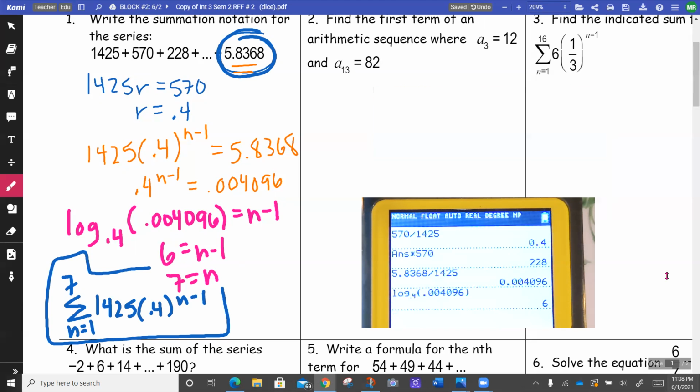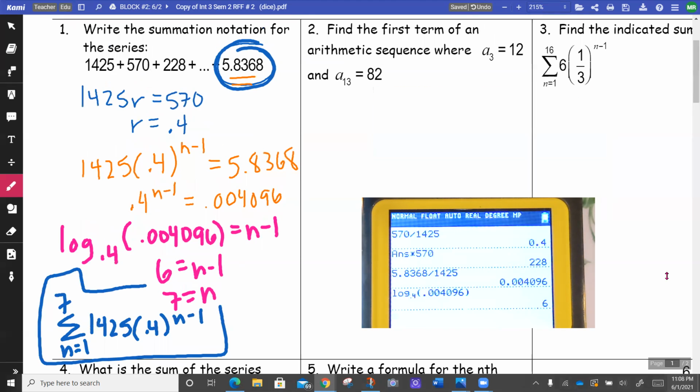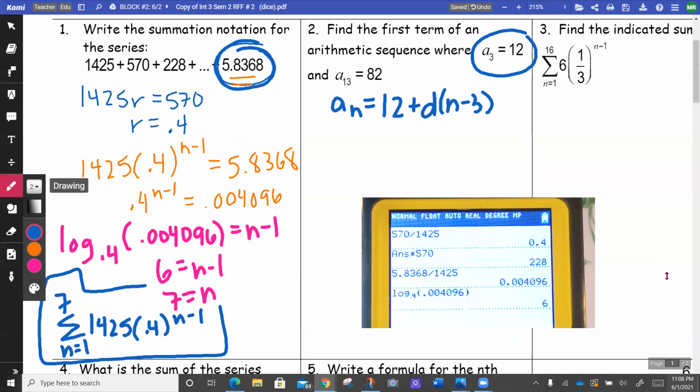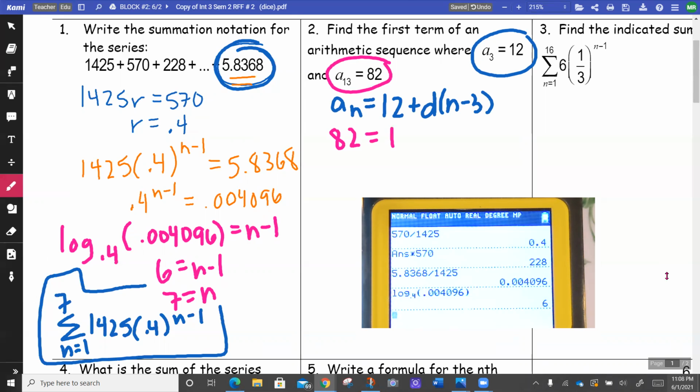Okay, on number 2, find the first term of an arithmetic sequence. So what I'm going to do is start with my 3rd term. So this is an arithmetic sequence, and I am starting with my 3rd term. I'm going to write a sub n in terms of my 3rd term. My 3rd term is 12. I'm adding something, I'm going to call it d, n minus 3 times if I'm starting with my 3rd term. So now I am going to take this 82 and put that in here. Now that is my 13th term, so I'm going to go 13 minus 3.